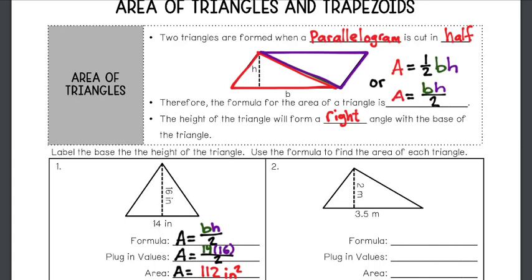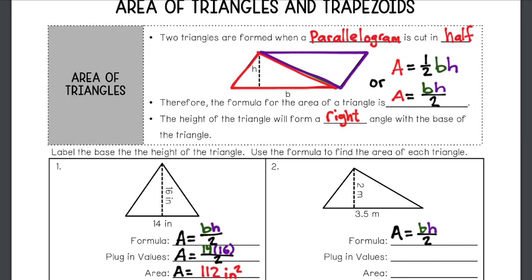Alright, number 2, same type of thing. We say the formula: area equals base times height divided by 2. I could use the other one, but I like to divide by 2 rather than multiplying by a half, even though it's the same thing. I prefer this one just for how I like to do math.